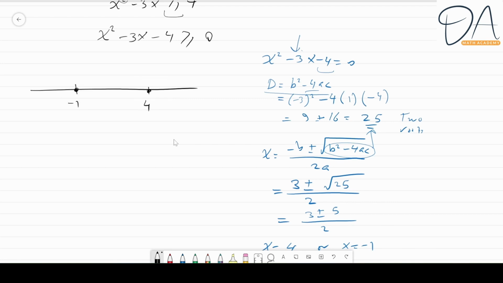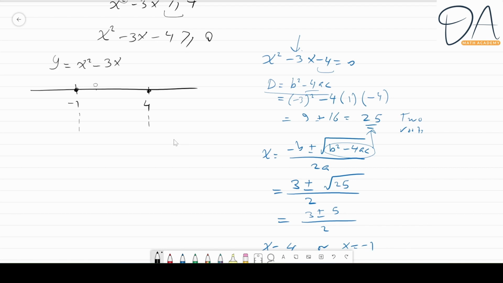What we need to do is determine the sign for this interval, and the other two intervals will be opposite to that. So we can take any number between minus 1 and 4. In this case, I usually prefer to pick 0 because it's easy. Once you substitute 0, for example, you will get 0, and this is 0, and then you're just left with minus 4.